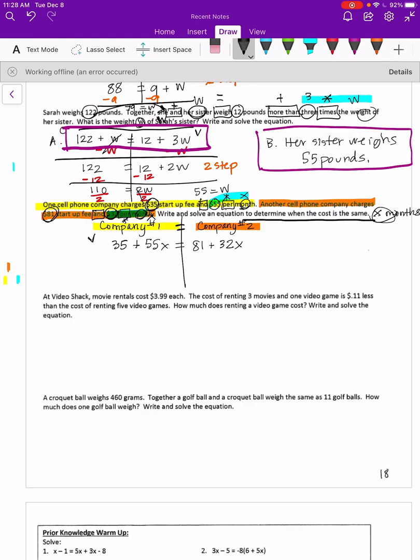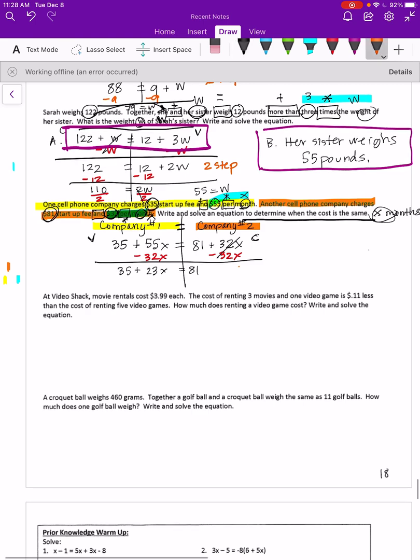So now I'm going to decide to put variables on one side and constants on the other. I think I'm going to make this my variable side because there's 55 on this side, and I'm going to make this my constant side. So that's my first job: move my variables together. So I'm going to subtract 32X. Then that would be 35 plus 55 minus 32, which is 23X, equals 81, and it cancels. Now, guess what? Two-step.